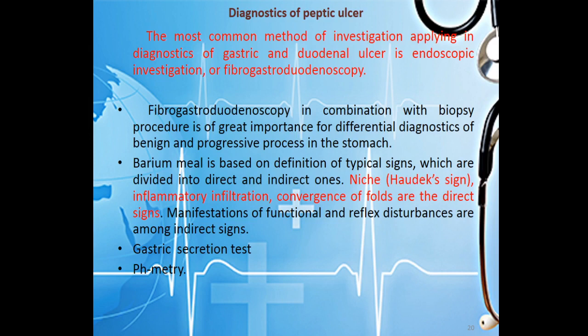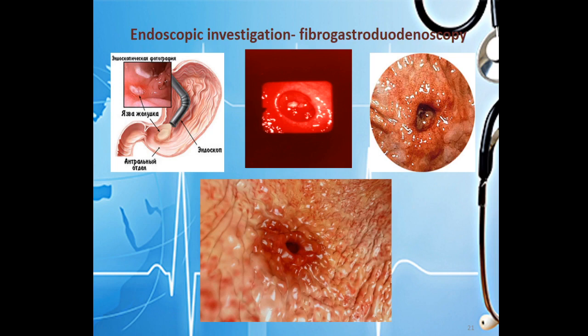The next investigation is the gastric secretion test, or pH-metry. We can measure the properties of the gastric juice. We can say if it is increased, decreased, or normal. I repeat, the main diagnostic method is fibrogastroduodenoscopy.